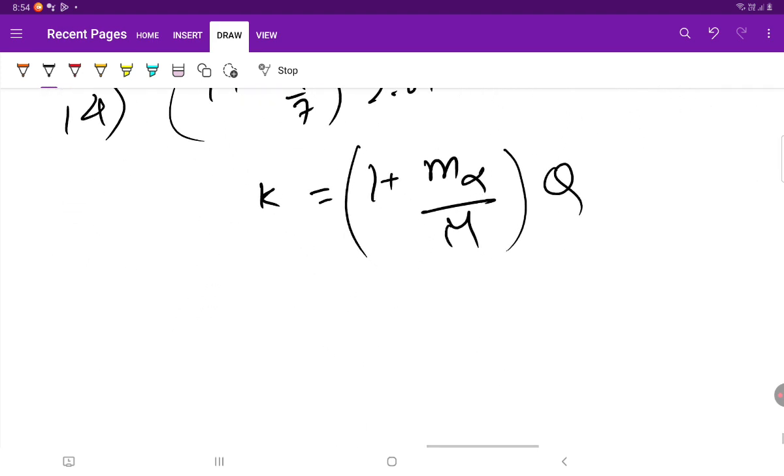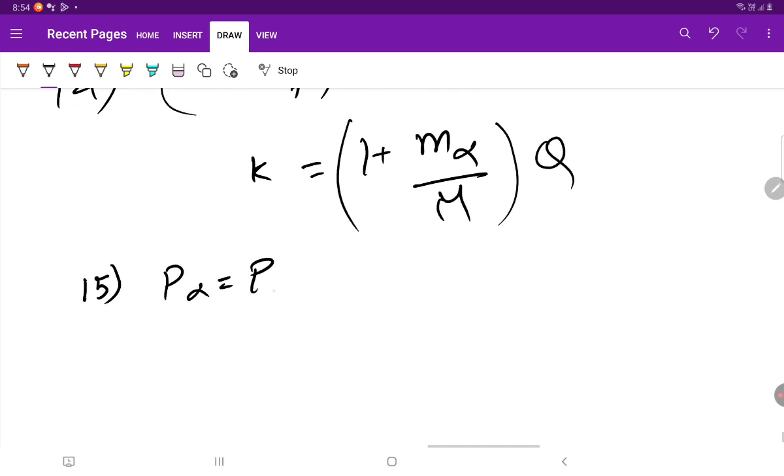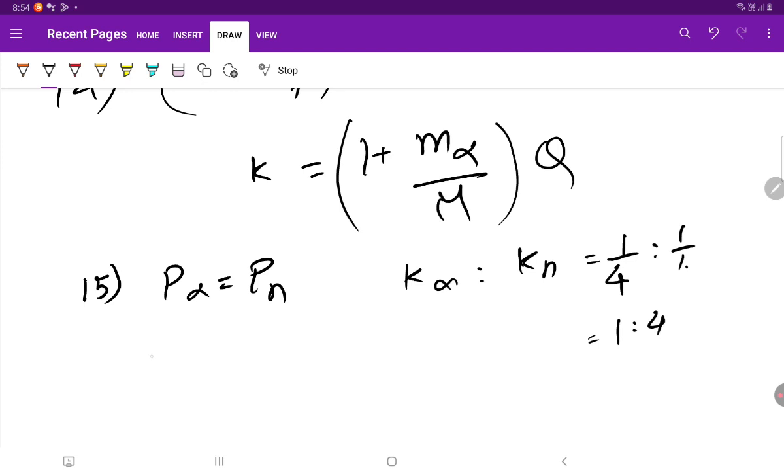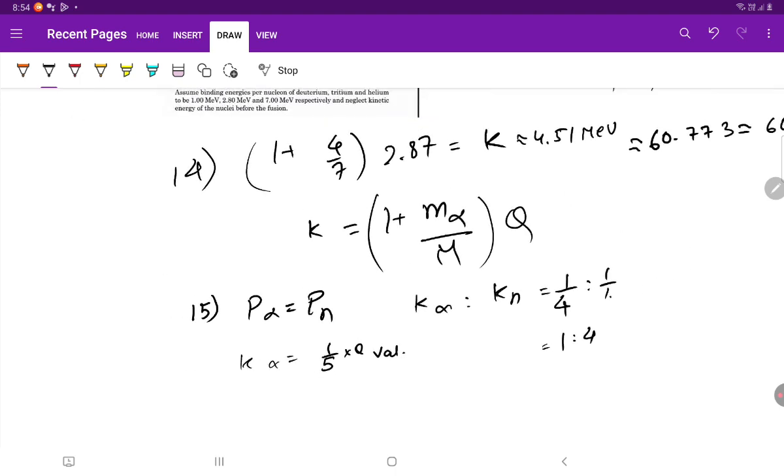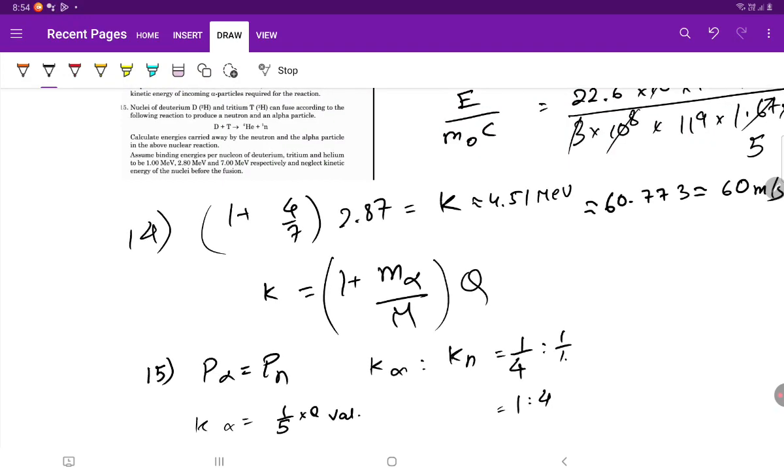Well, you know that momentum should be the same. The momentum of the alpha particle will be the momentum of the neutron. So the kinetic energy of the alpha particle and the kinetic energy of the neutron will be distributed in the inverse ratio of masses. 1 by 4 is to 1 by 1. You'll get 1 is to 4. So the kinetic energy of the alpha will be 1 by 5th of the Q value. And this is a spontaneous reaction. Observe that this is a spontaneous reaction. Why? Let us check.